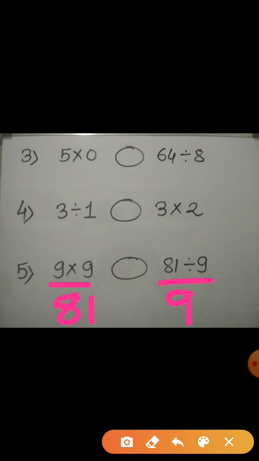Now in 81 and 9, which one is bigger? 81 is bigger. It means your left hand side is bigger than the right hand side. So here the greater than symbol will come. So like this you can compare the two sides.